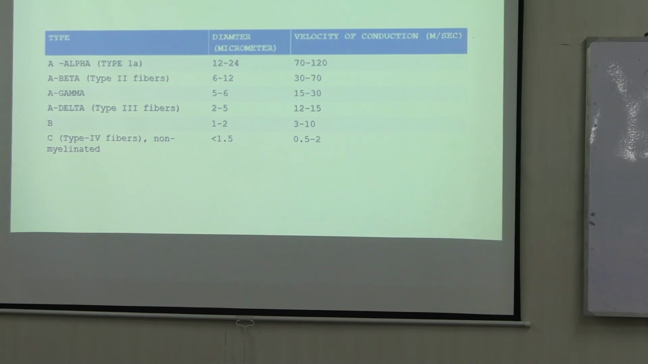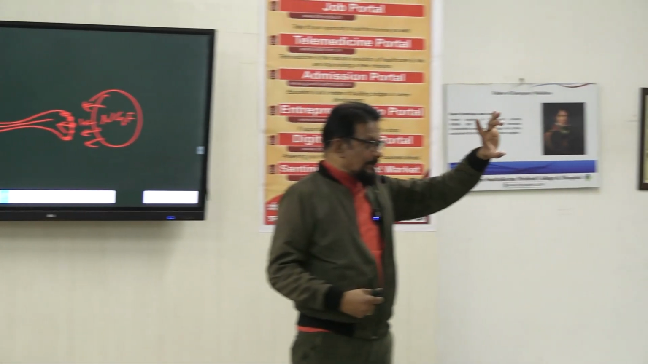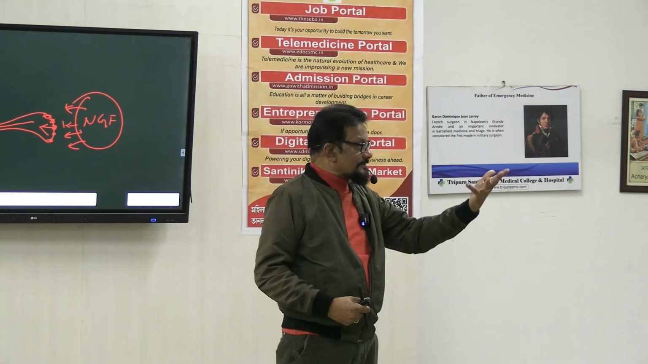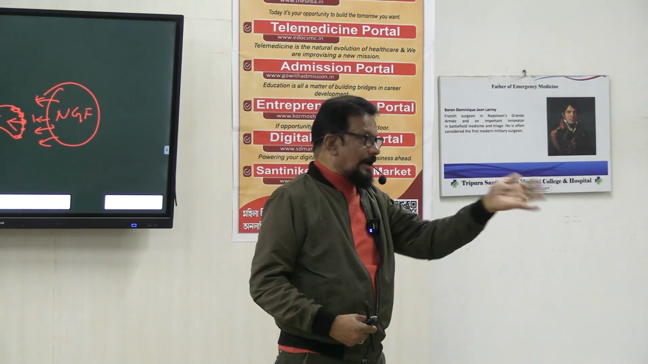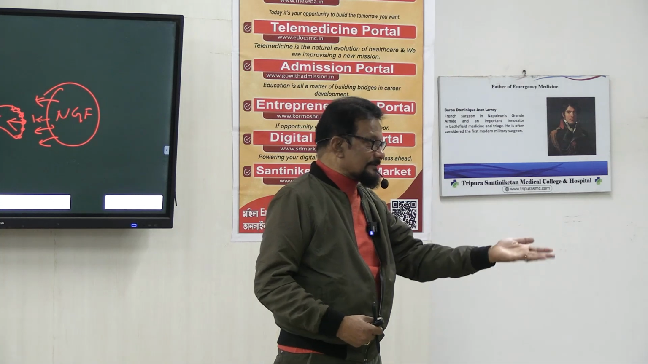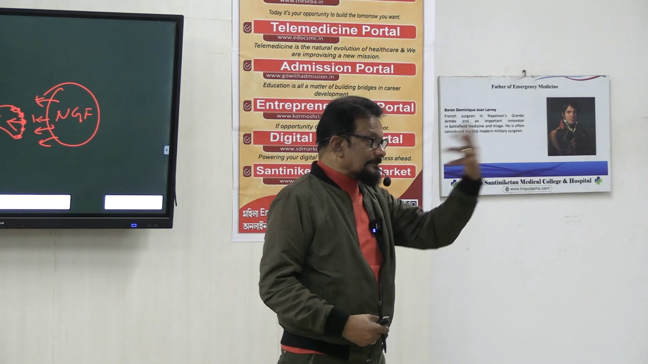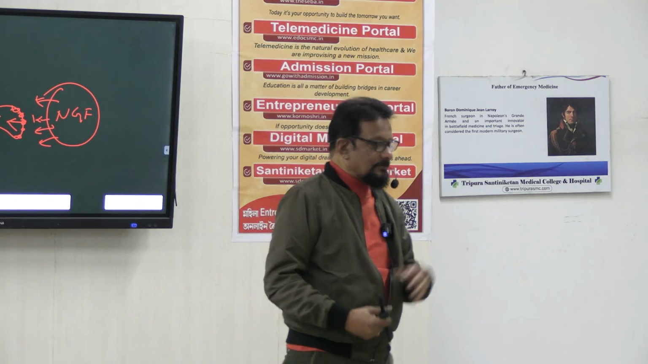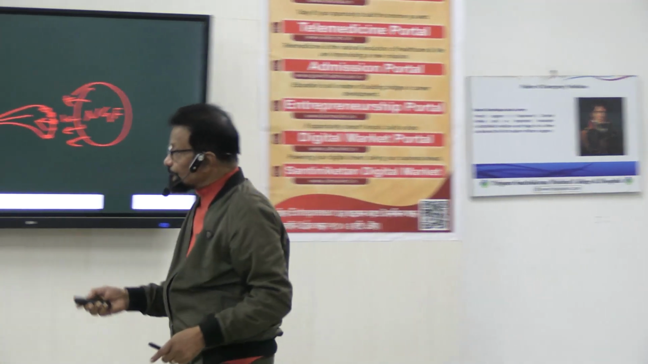So this is one knowledge you get. Higher the diameter, higher will be the velocity. If there is myelination, higher will be the velocity. If there is no myelination, less will be the velocity. Higher the temperature, higher the velocity; less the temperature, less will be the velocity.